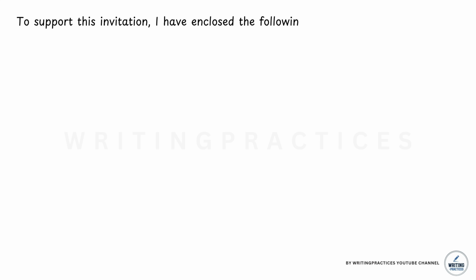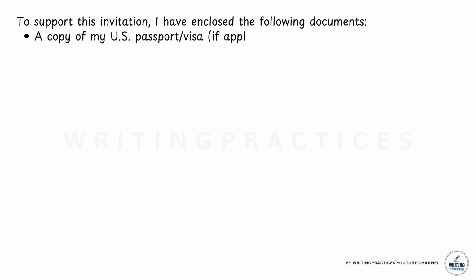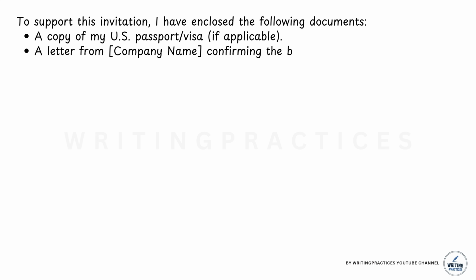Supporting documents, what you're including. After that, we mention the supporting documents that come along with the letter. "To support this invitation, I have enclosed the following documents: a copy of my US passport or visa, if applicable; a letter from company name confirming the business purpose of the visit; additional relevant documents such as conference registration or meeting schedules."